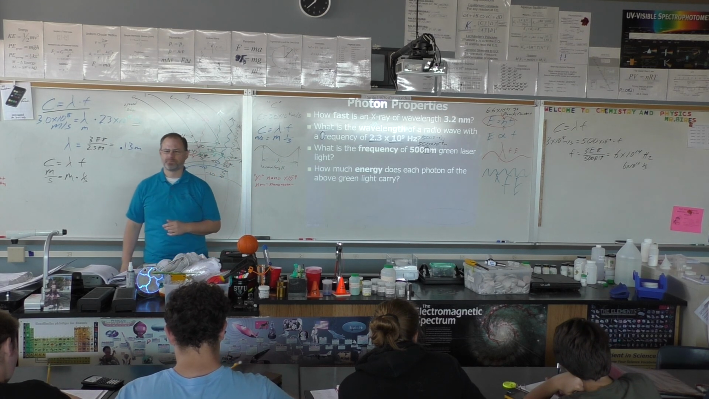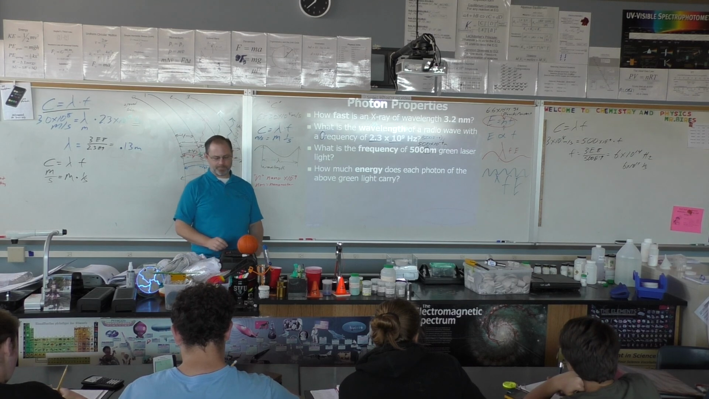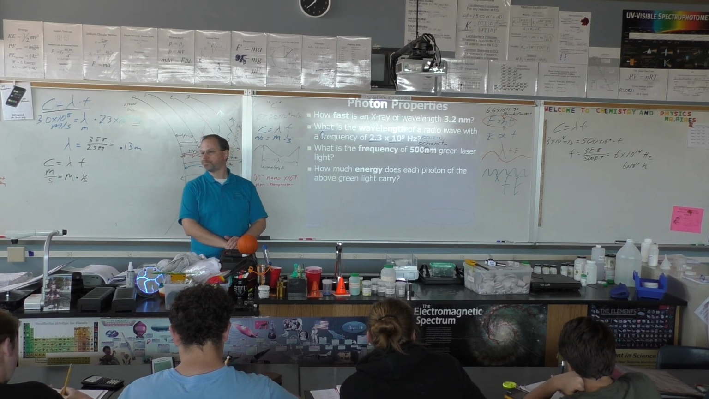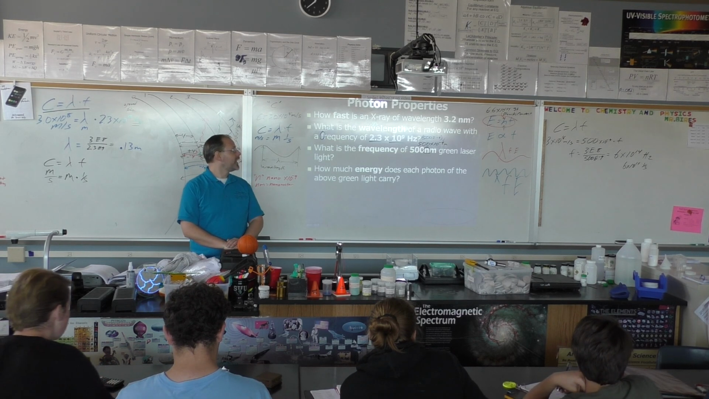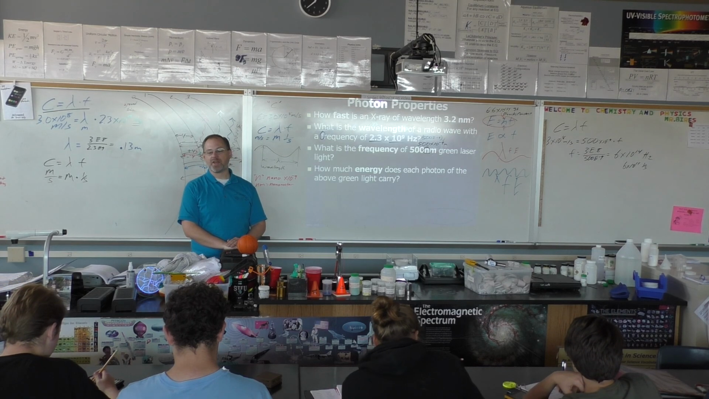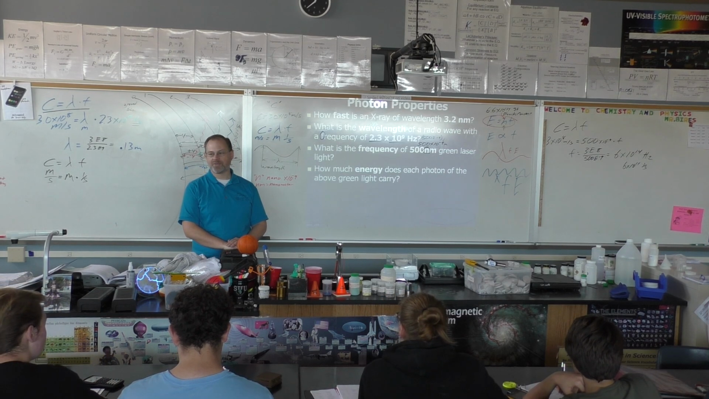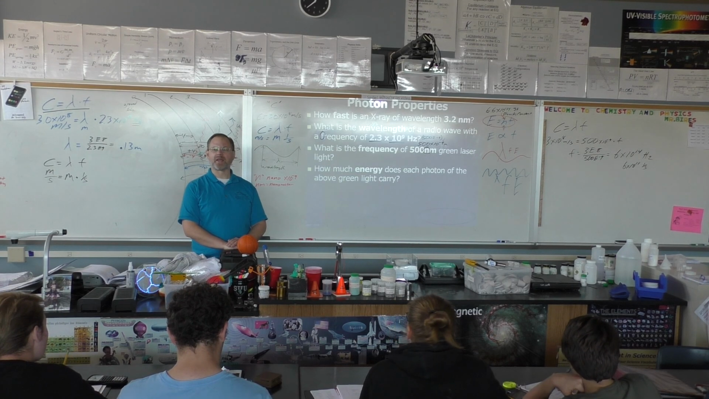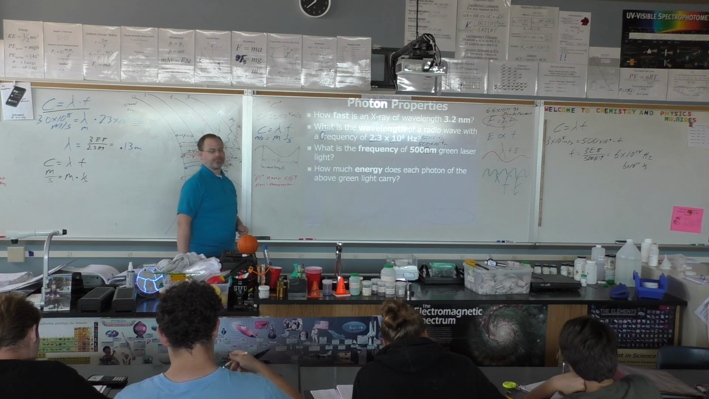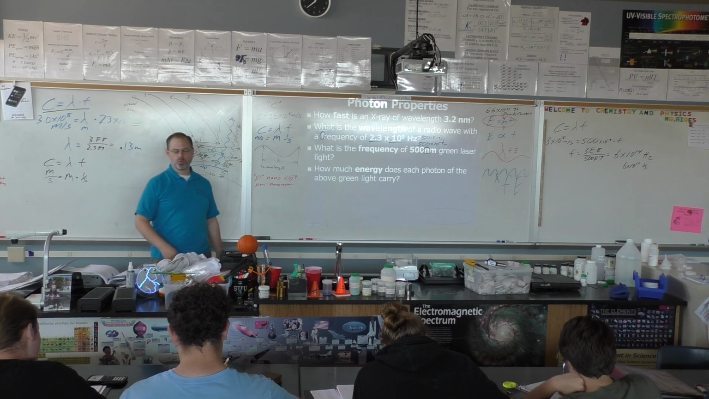What does E stand for? Energy. Yep, just energy. h is Planck's constant. It's 6.6 times 10 to the negative 34, and the unit is joule seconds. Once you've done the math, we'll talk about what joule seconds means.